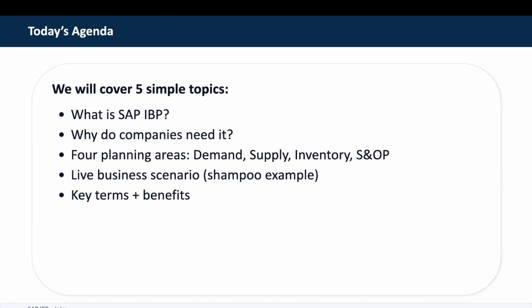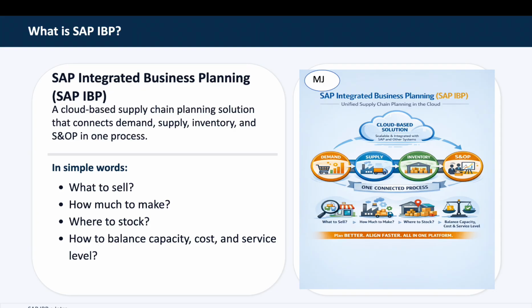SAP IBP means SAP Integrated Business Planning. SAP IBP is a cloud-based planning tool used by companies to plan their supply chain. Supply chain means the full journey of a product from raw materials to factory to warehouse to store or customer. In simple words, SAP IBP helps a company plan what to sell, how much to make, where to stock, how to balance capacity, cost, and customer service.